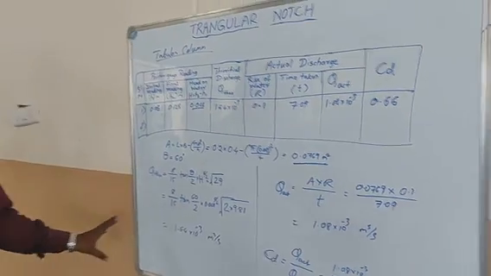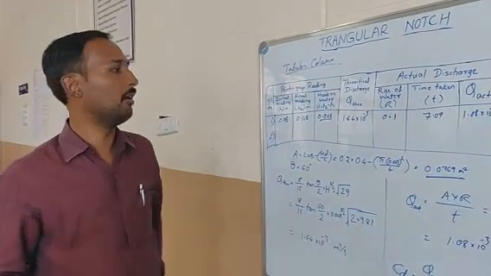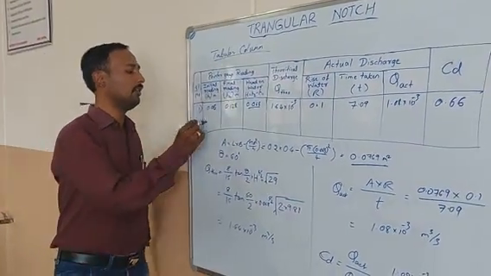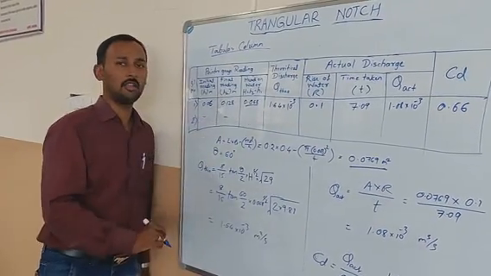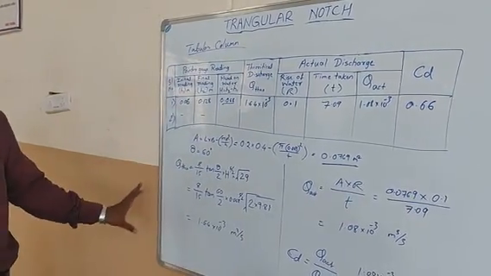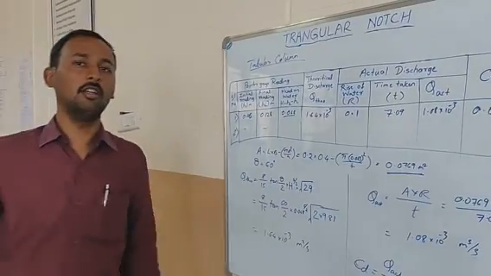This is the calculation part. For the next reading, you have to take the reading and calculate by the same process. Hope you all understood the experiment.